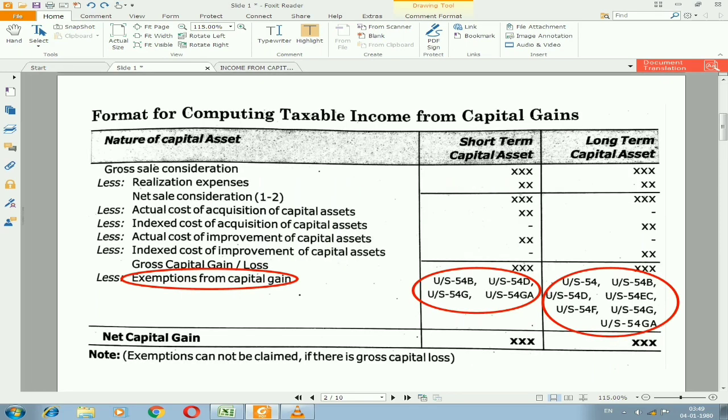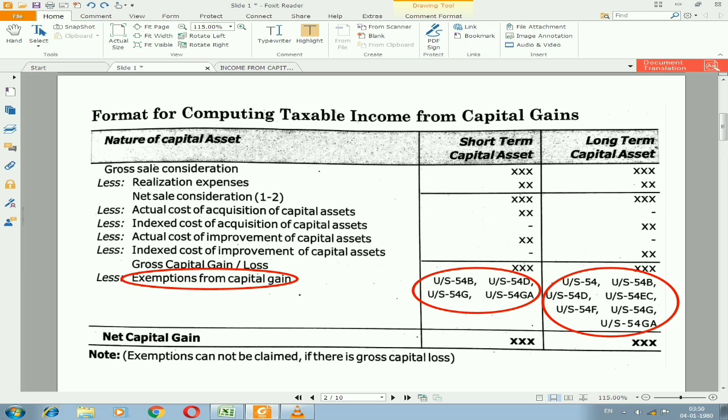In the format you can see, after calculating gross capital gain or gross capital loss, the next step is to calculate exemptions from capital gain. First, let us start by understanding what is deduction and what is exemption. Deduction is nothing but subtraction or reduction in the taxable income. The amount of deduction is first included in the gross total income and then it will be deducted while calculating net income. Exemption means exclusion.